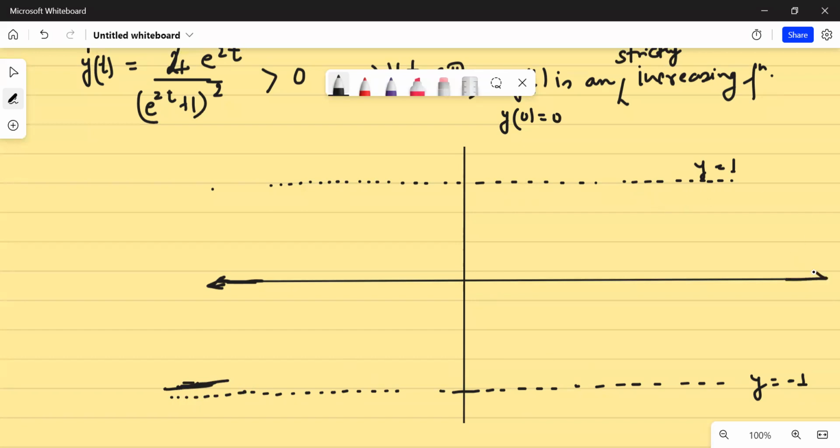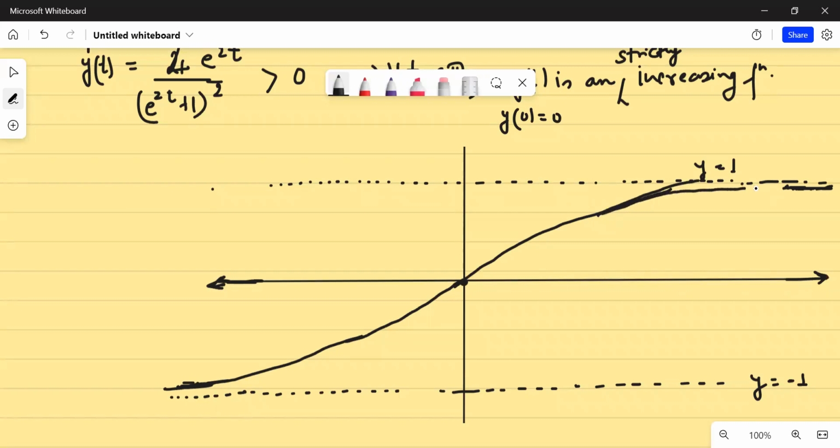As t tends to infinity, your y is tending towards 1, so the graph will be here. Okay, as t tends to infinity, the function is trying to approach y equal to 1, and here it is at 0. So obviously the graph has to start from here, increasing, increasing, increasing, and then it has to go like this. So it has to be increasing at a decreasing rate only. Because if it is increasing at an increasing rate, then it will cut it. So it has to be increasing at a decreasing rate here.